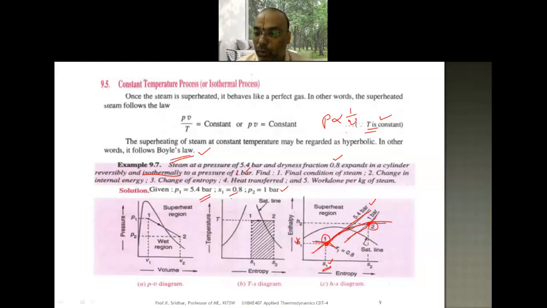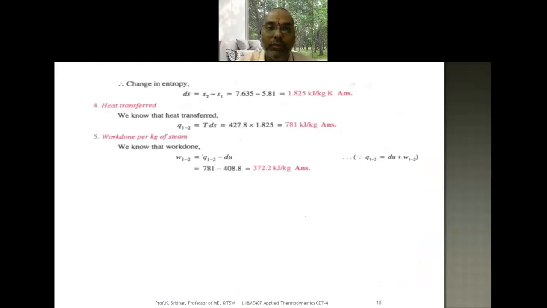From the point number 2, locate the value of S2 and similarly the value of H2 from the Mollier diagram. Then you simply substitute the values. We are able to get the value of the heat transfer, the work done, and the change in the entropy.